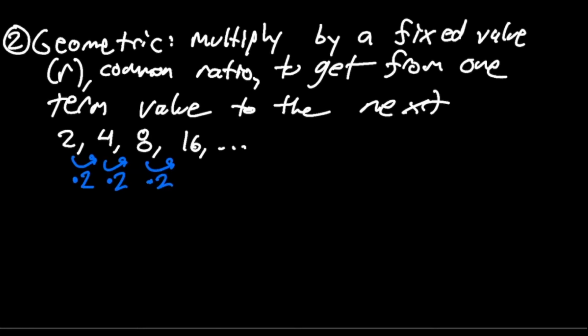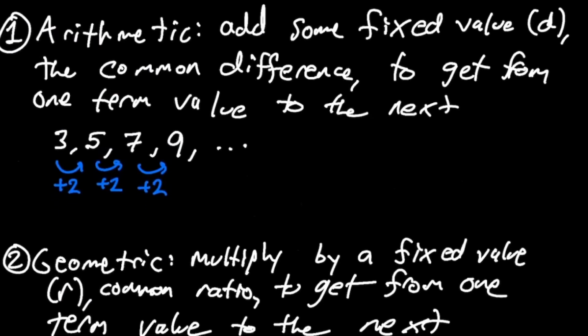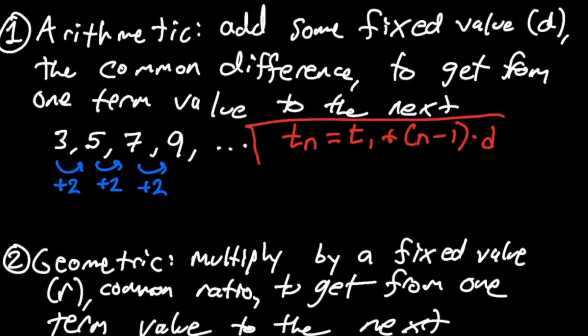To find these term values themselves, so finding this third term value, this fourth one, and so on, we can use equations or some formulas to help us out. First, looking back at our arithmetic sequences, our formula for finding a term value is t sub n, the nth term value, is equal to t sub 1, the first term value, plus n minus 1 times our common difference, d. So n is the nth term value, and then d is our common difference. So here's our equation for finding a specific term value for arithmetic sequences.